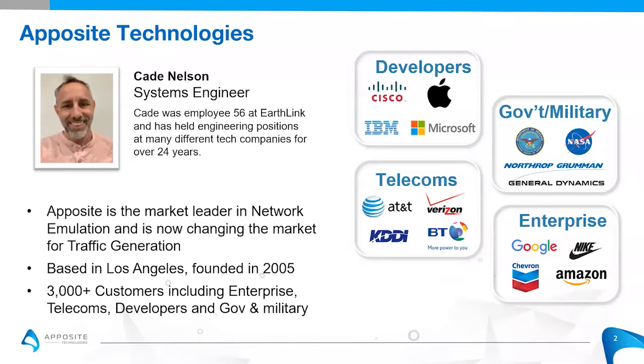So a little bit about Apposite. Most of you are pretty familiar with us. We are the market leader in network emulation, and we are now changing the market in the traffic generation field. We're based out of Los Angeles. We were founded in 2005, and we currently have 3,000 plus customers in many different verticals, including enterprise, telecoms, DevOps, and government and military.